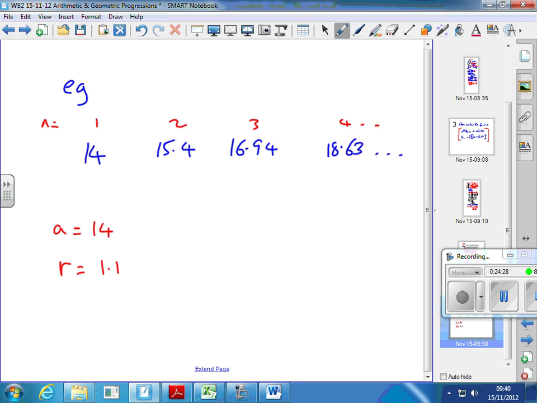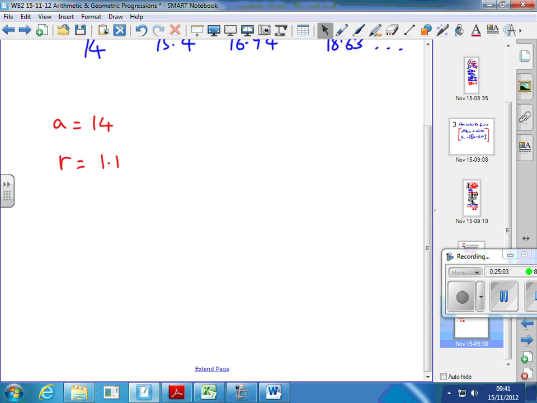Another way to think about it is that's what I now multiply a given term by to get the next one. So if I want to know what the fifth term is, I'd multiply 18.63 by 1.1. Now, if this was money, £14, £15.40, £16.94, and so on, £18.63, this is increasing by a fixed ratio each time it's going up.